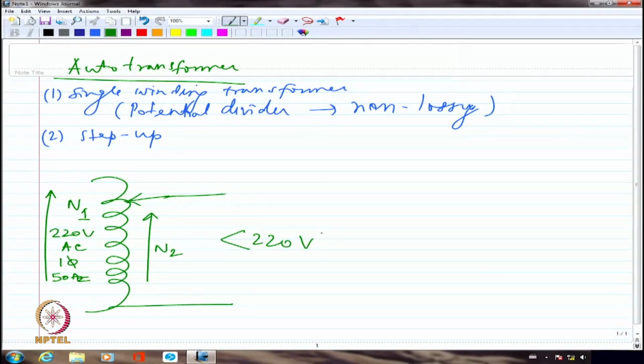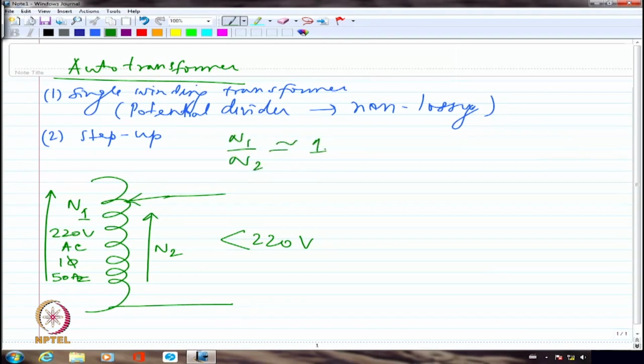So I would be able to adjust the output voltage anywhere close to 220 volts. This is one of the major applications of auto transformer. It works like a potential divider. Most of the times, if I try to look at N1 by N2, it will be close to unity.